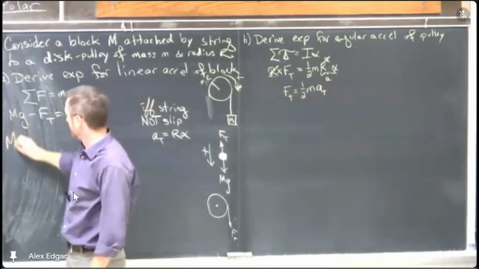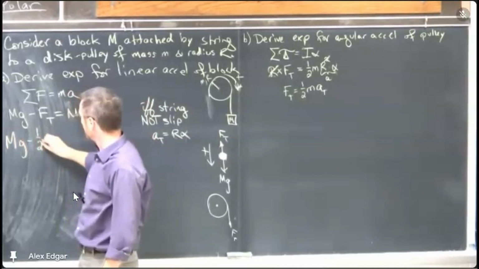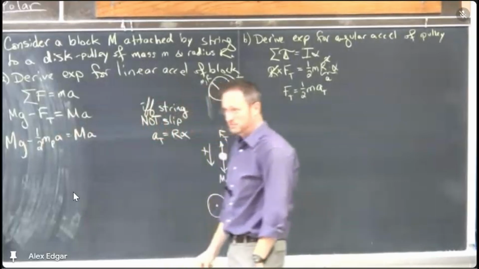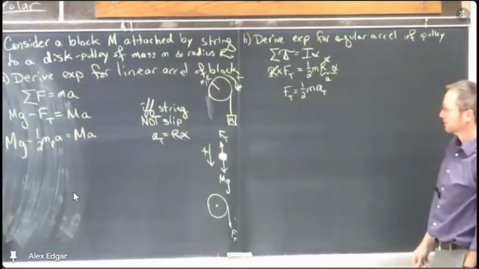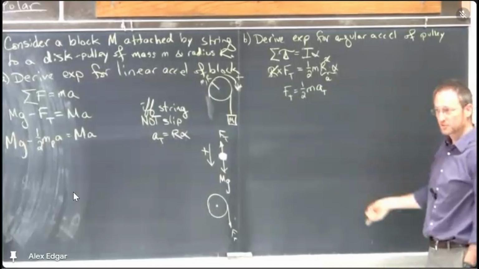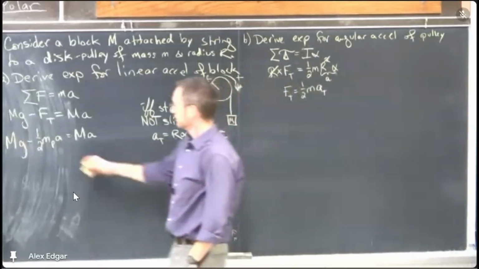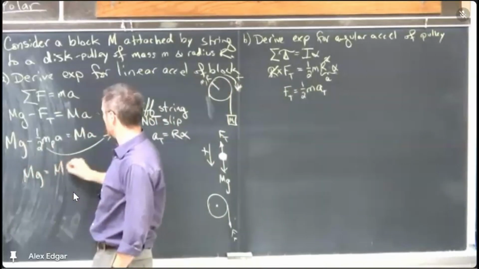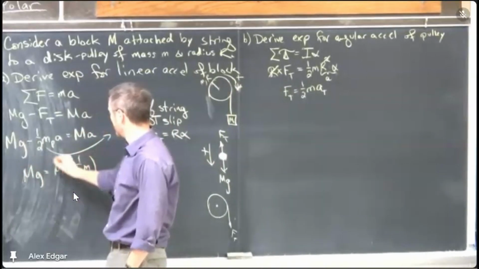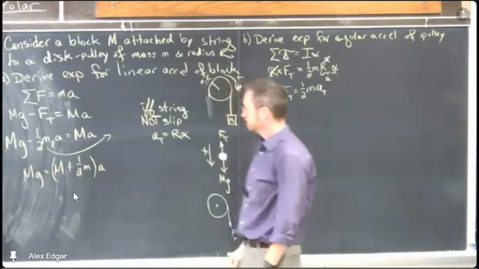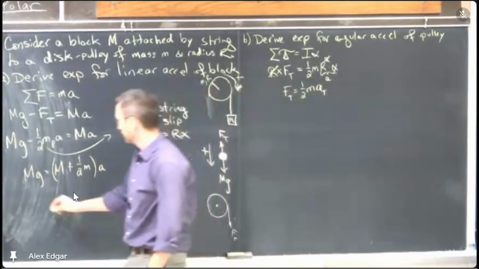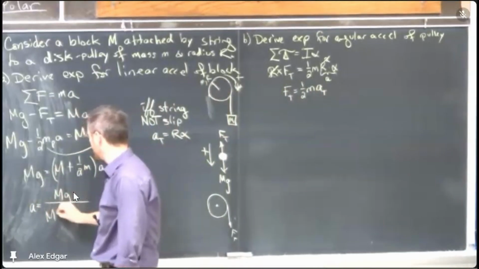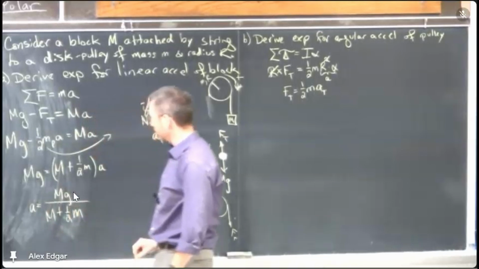So I'm going to have big mg minus 1/2, and that's mass of the pulley, a equals big M, a. So a little bit of algebra now. Rearrange, divide. You're going to come over here. So mg is equal to big M plus 1/2 of the pulley mass, times a. And so the linear acceleration is going to be the weight of the guy modified by the fact that I've tied it to a pulley.